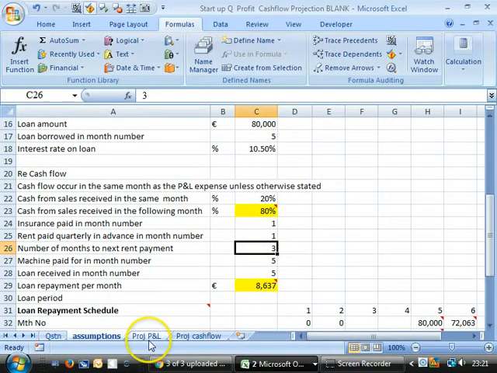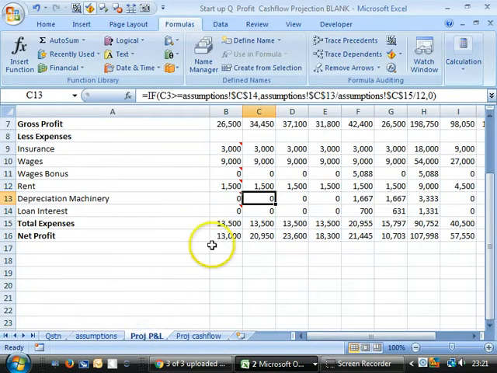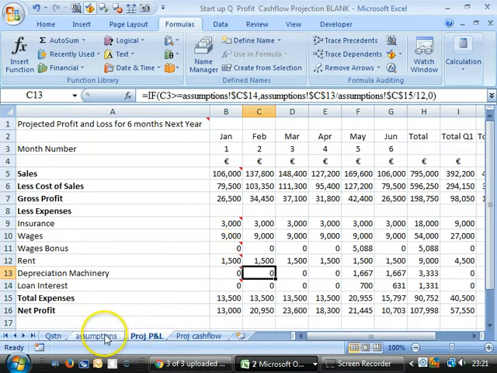Okay, welcome back. Now I'm going to take a look at completing the projected cash flow, which you can see here. I'm looking at the blank version. So we've done the profit and loss now. Here it is completed, just completed that. Now let me go back.